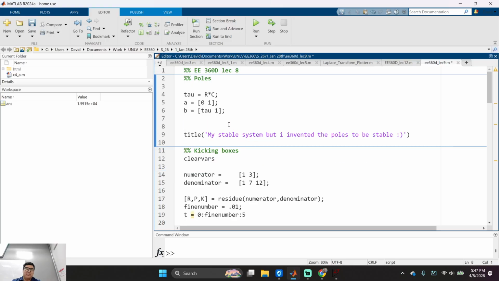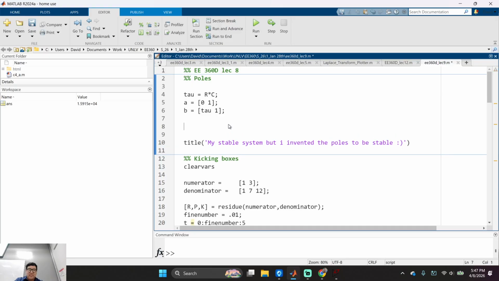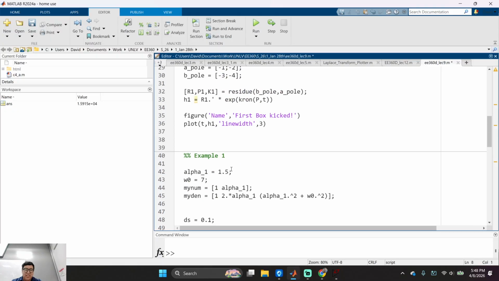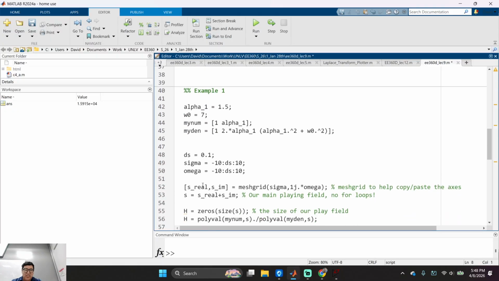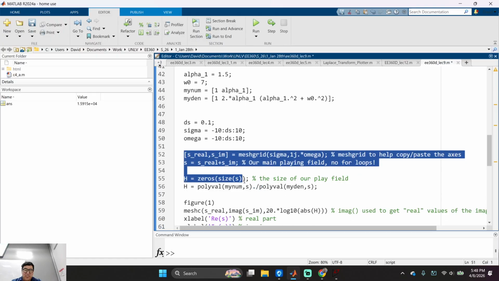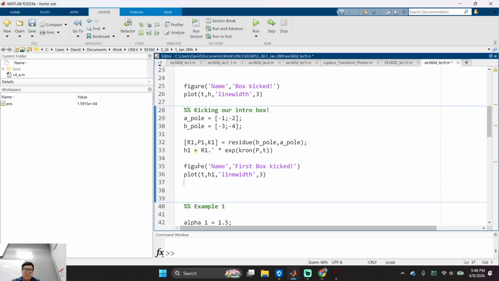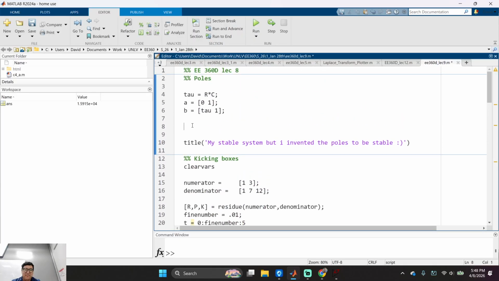Is that good with everybody? I want to show you something cool before I go crazy. Here's my numerator. Let me just copy this. Meshgrid, poly. Okay, this is right here. Boom. Oh wait, no, right here.